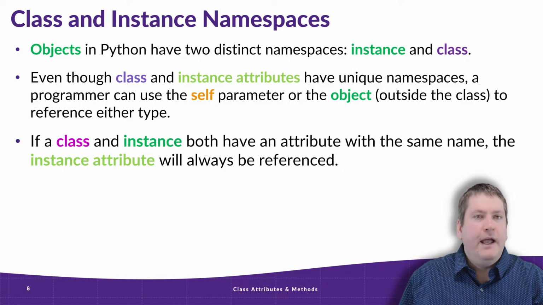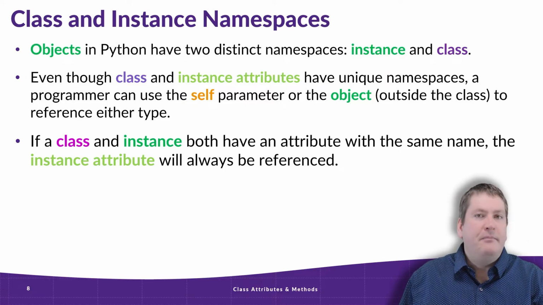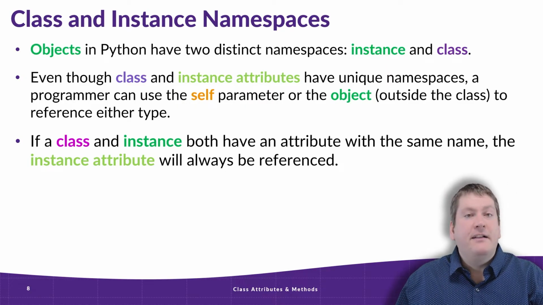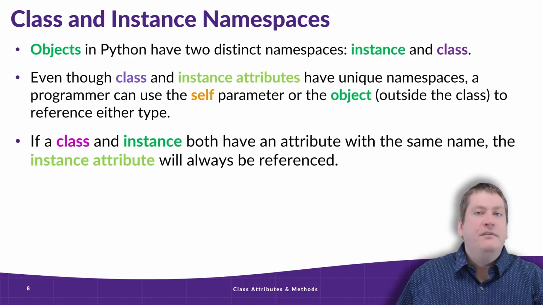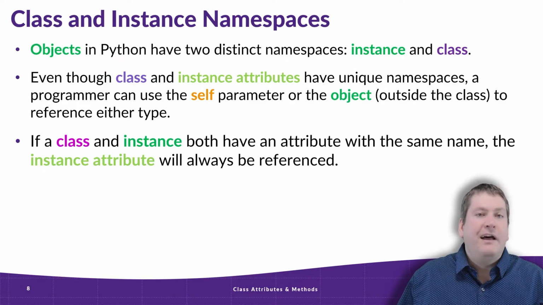Now, the next thing we should take a look at are class and instance namespaces. Objects in Python have 2 different namespaces, the instance namespace and the class namespace. Instance attributes live in the instance namespace, and class attributes live in the class namespace. However, even though the class and instance attributes have their own unique namespaces, we can still access class attributes using the self parameter or the object itself, usually outside of the class. And we did see an example of that earlier, where we were able to access the interest rate class attribute through the object rather than through the class name.